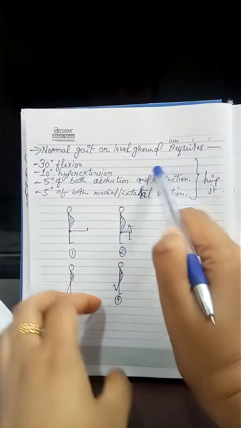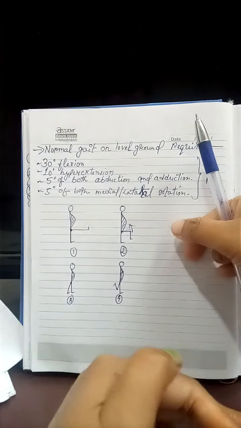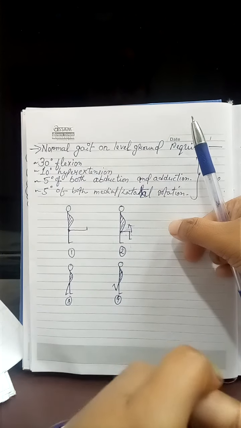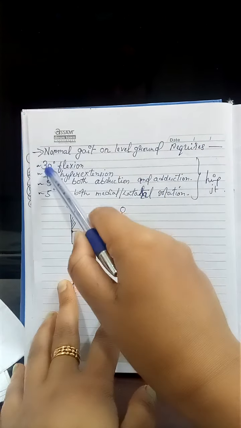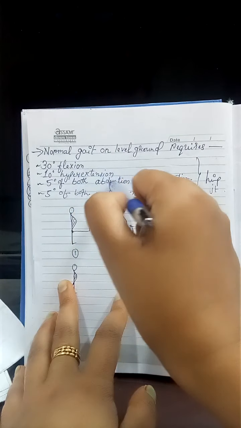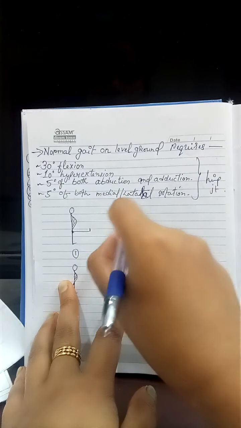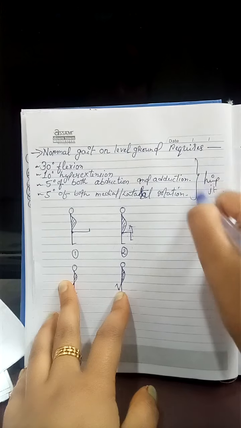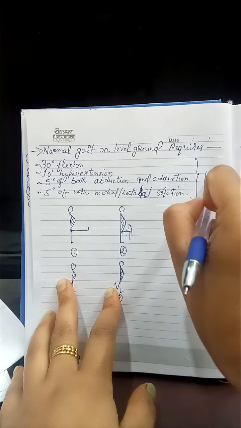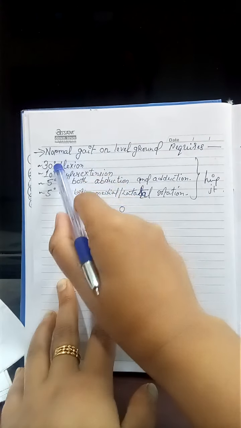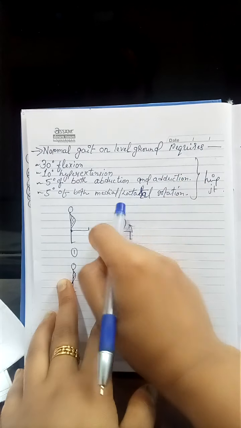In a normal gait on level ground, when we walk normally on a smooth ground surface, it requires 30 degrees of flexion, 10 degrees of hyperextension, 5 degrees of both abduction and adduction, and 5 degrees of both medial and lateral rotation of the hip joint. So when we normally walk on a level surface, our hip joint requires this many degrees of flexion, extension, abduction, adduction, and medial and lateral rotation.